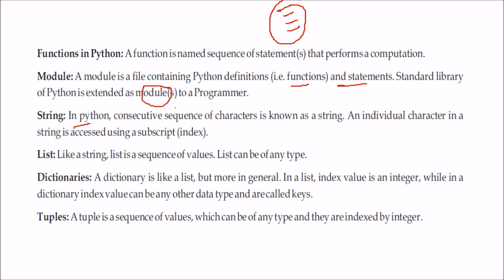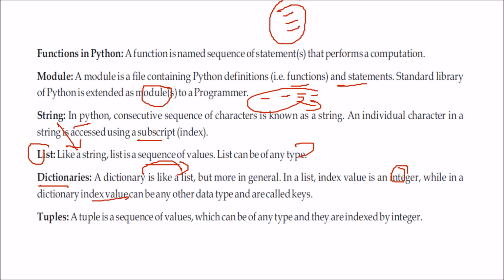String, in Python, is a consecutive sequence of characters. The individual character in a string is accessed using a subscript or index. List, just like a string, is a sequence of values, but the list can be of any type. Dictionary is like a list but more general. In a list, the index value is an integer, while in a dictionary, the index value can be of any other data type, and these are called keys. Tuple is again a sequence of values. This again can be of any type, and they are indexed by integer. So this is all about this chapter.